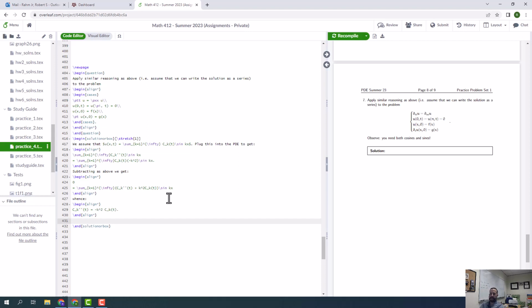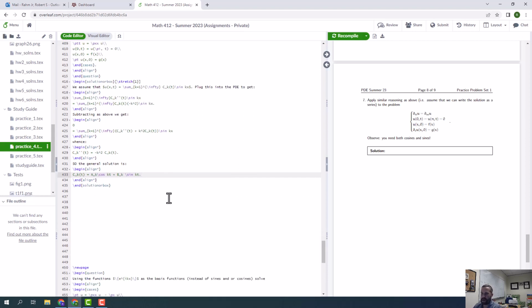Okay, so this is now a second order differential equation in the t variable. It's minus k squared, and k squared is positive, so minus k squared is negative. So the general solution is going to be c_k of t equal to a_k cosine kt plus b_k sine kt. If you're wondering where this comes from, just look it up. This is solving a second order differential equation, so it's something that I expect that you know how to do.